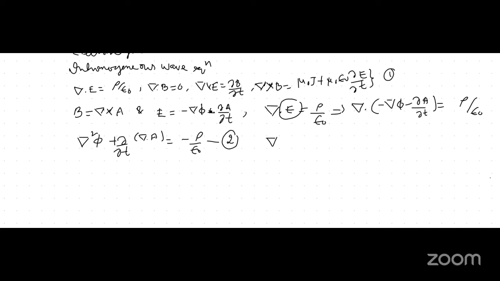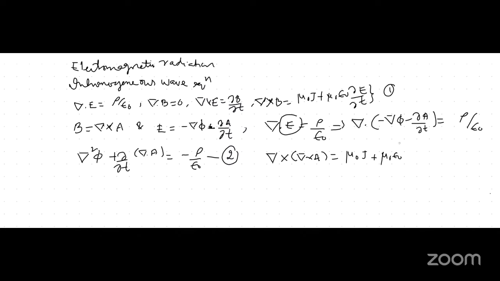That is del cross B, and in place of B we are substituting del cross A. So it will be del cross of del cross A, which will be equal to, on the RHS, mu naught J plus mu naught epsilon naught dou E by dou T. Therefore, in place of E, we will substitute minus del phi minus dou A by dou T.